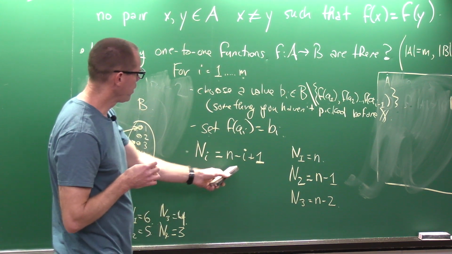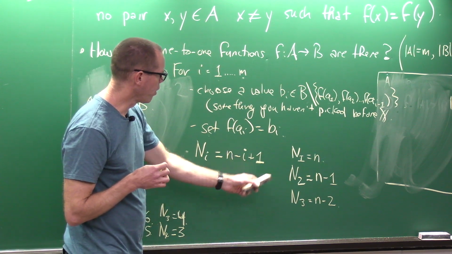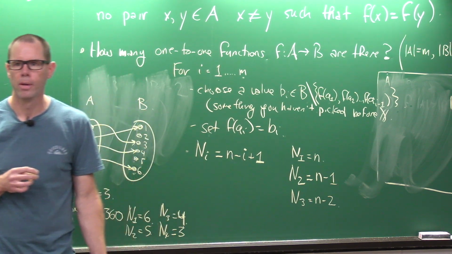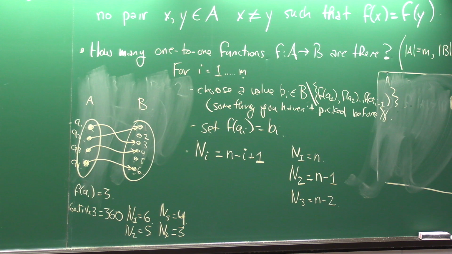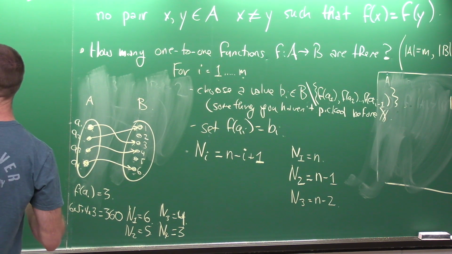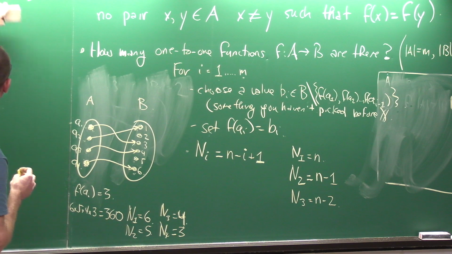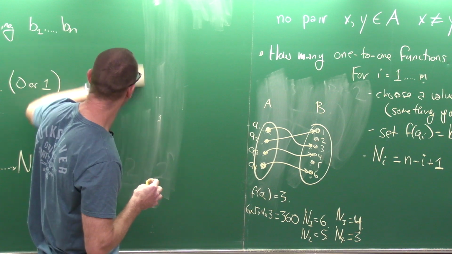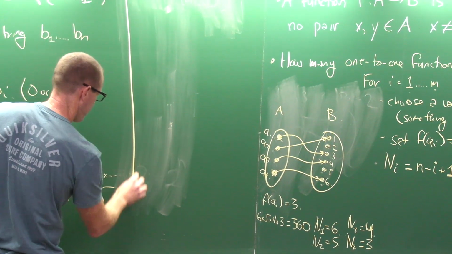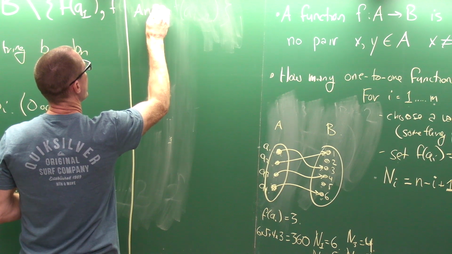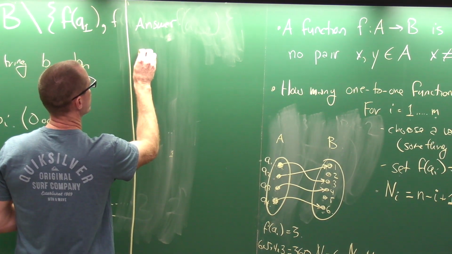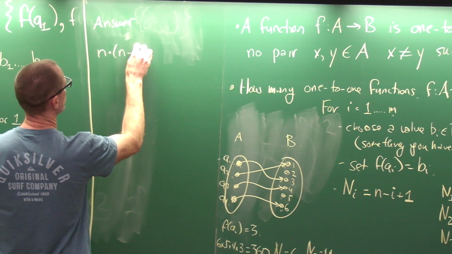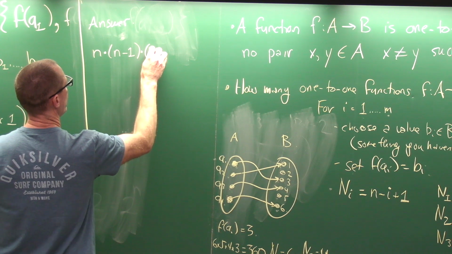Check for I equals 1. This is n minus 1 plus 1, so that's n. For I equals 2, it's n minus 2 plus 1, that's n minus 1, and so on. I'll just work here, because we don't have quite enough space for the answer on that board. So the answer is n times n minus 1 times n minus 2.